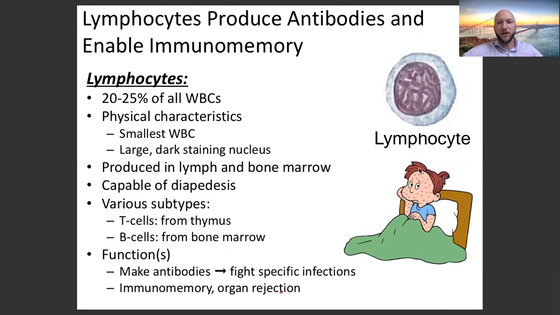When you get chicken pox, you only get chicken pox one time because lymphocytes learn how to produce the antibodies that will protect you from the chicken pox in the future. When you take a vaccine, you are training your lymphocytes to produce specific antibodies to protect you from whatever that vaccine is meant to protect you from.